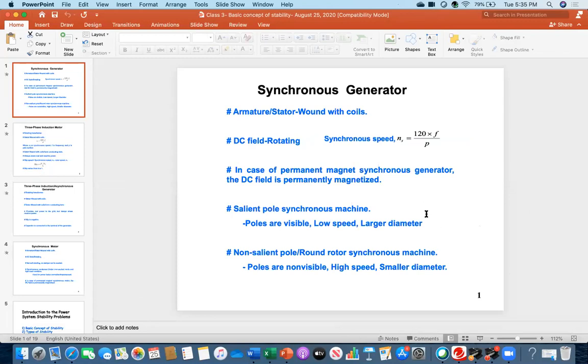As you can see, I have just written briefly, just at a glance. Synchronous generator: it has an armature or stator on which the coils are wound or mounted. And then there is a DC field rotating.